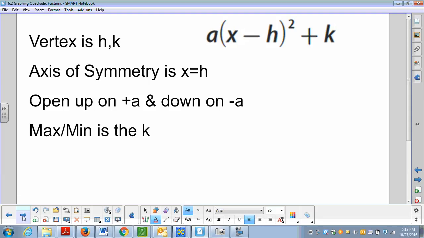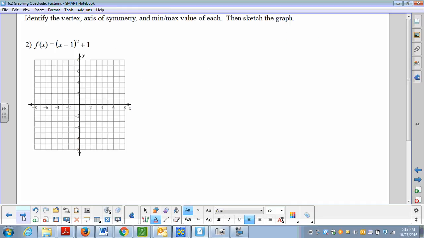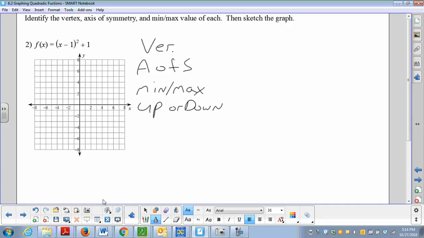Let's take a look at an example. Okay, in our first example, we're supposed to identify the vertex, the axis of symmetry, max and min value, and then sketch the graph. Okay, and here's our quadratic function here. And the first thing we want to do is find the vertex. Okay, so our vertex is going to be the h value and the k value. So here's our h, and here's our k.